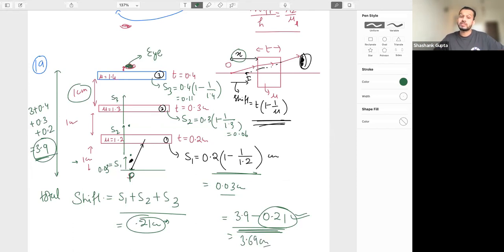Total shift will be the answer if they are asking in terms of from the P. If they are asking from the eye, then you would be needing that distance. Again, the second floor and the 10th floor. Same. Yes, depending upon the option.